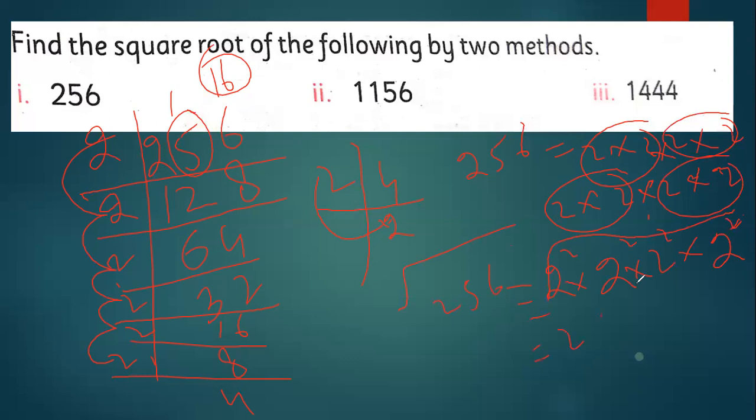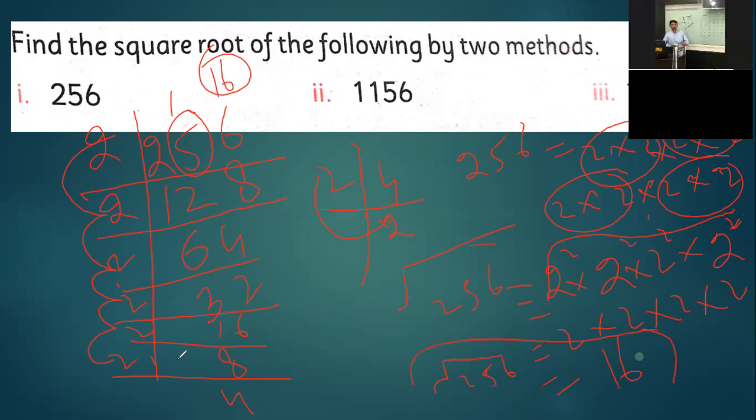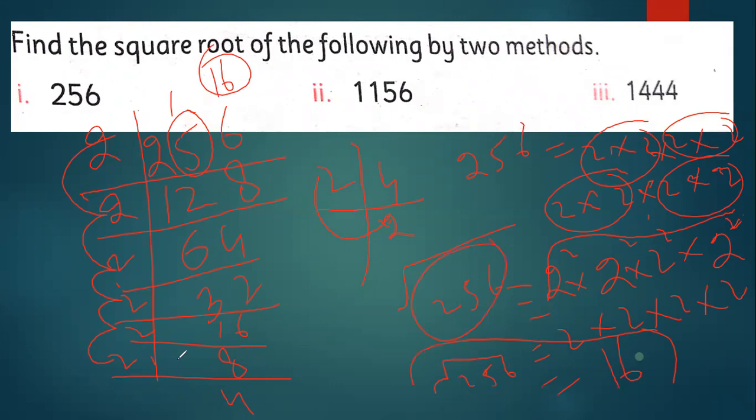So what remains is 2 2 2 2. Yes. So 2 2s are 4, 4 2s are 8, 8 2s are 16. So what does it mean by the square root of 256? That is equal to 16. So it means if you multiply 16 and 16, that will give you 256. Okay. That's the main idea of the square root.